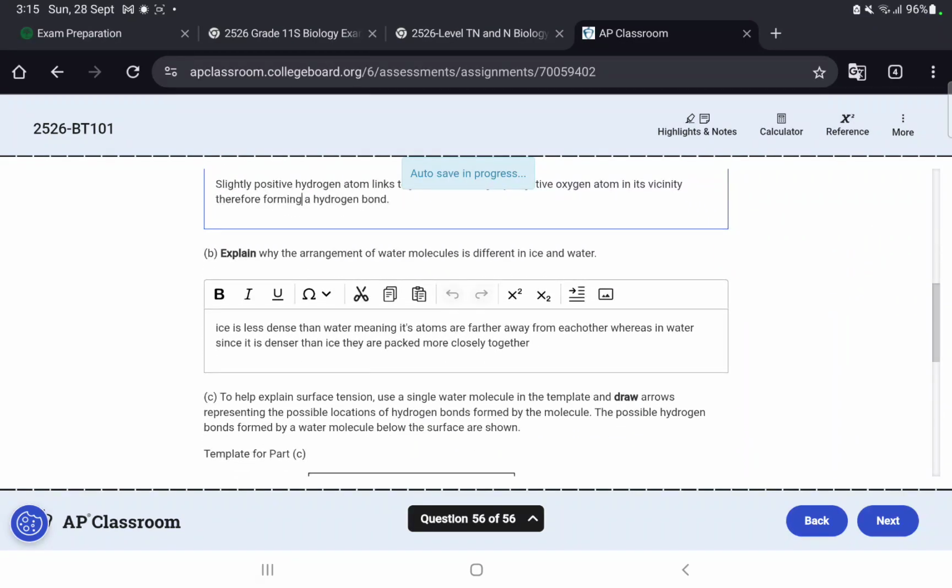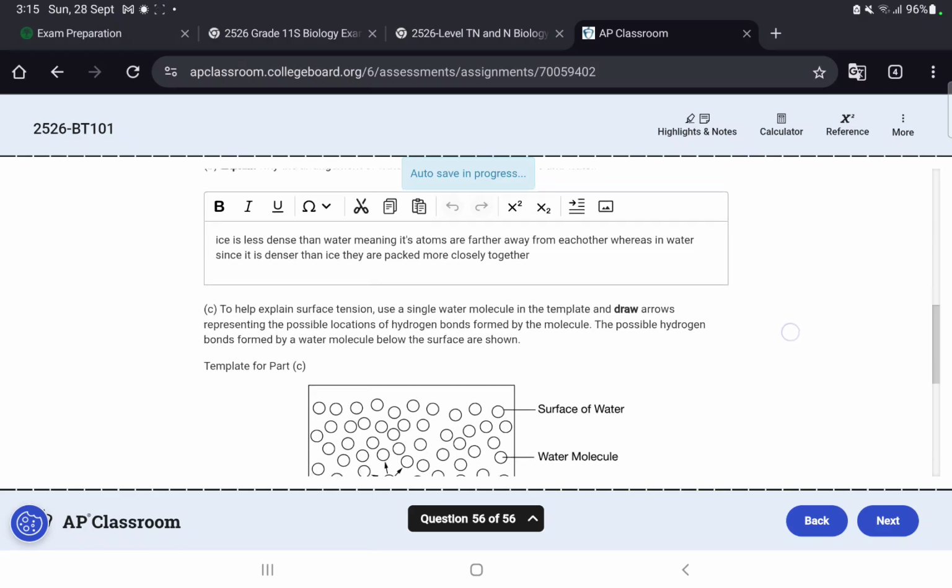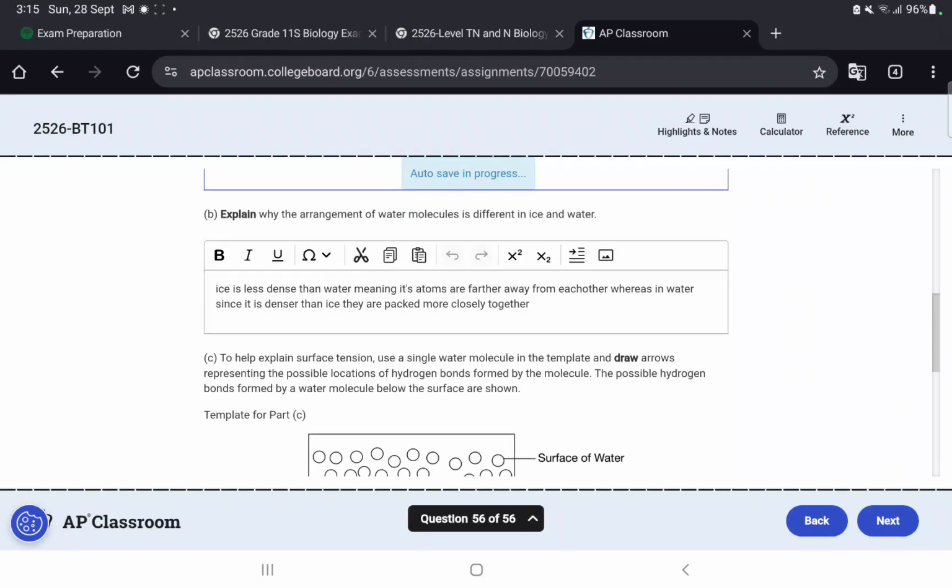Explain why the arrangement of water molecules is different in ice and water. So this is improper, but ice is less dense than water, meaning its molecules are farther away from each other, whereas in water, since it is denser than ice, they are packed more closely together. Okay, that's the difference in the arrangement of water molecules.